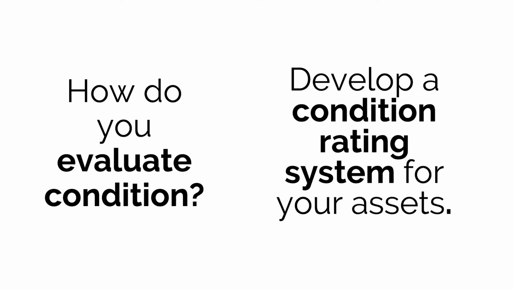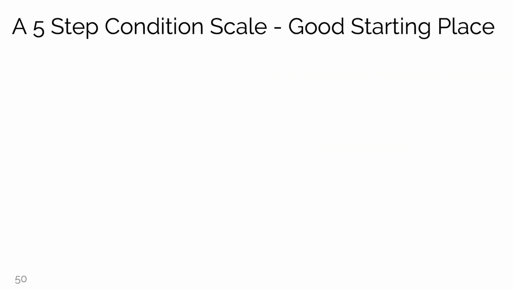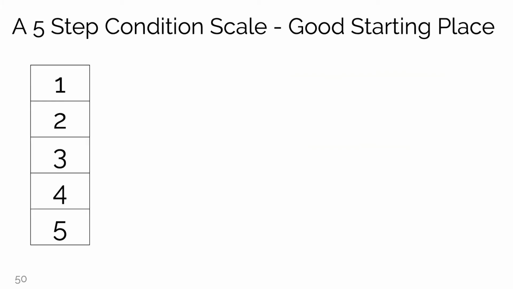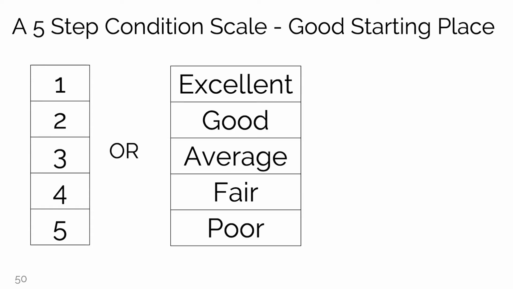So how do you do that? How do you evaluate condition? You develop a condition rating system for your assets. A 5-step scale is really a good starting point. You could do 1 to 3, or excuse me, 1 to 5, with 1 being in excellent condition and 5 being in poor condition. You could literally just use the words excellent, good, average, fair, poor.